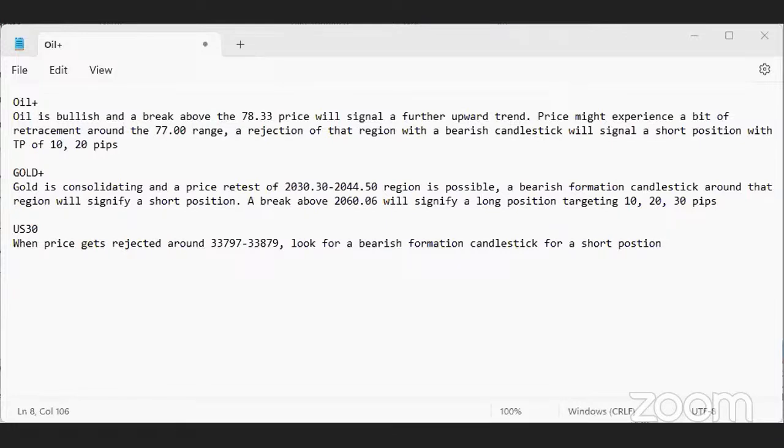I believe I've given the price entries. When price gets to any of our price entries, please don't hesitate to take an instant order.